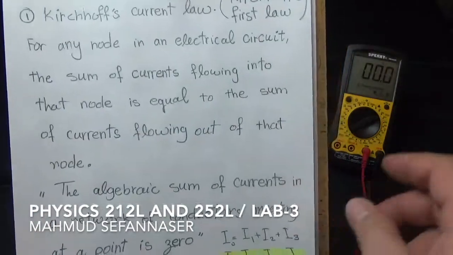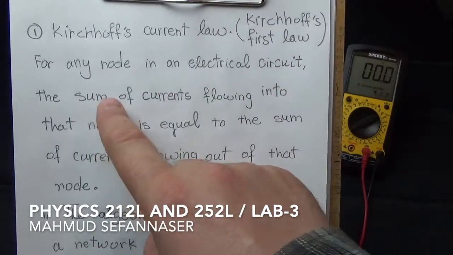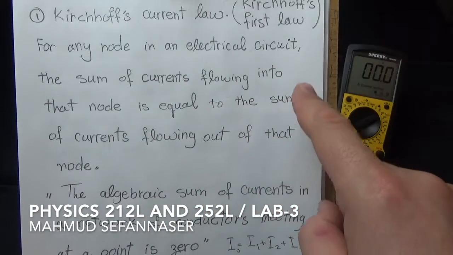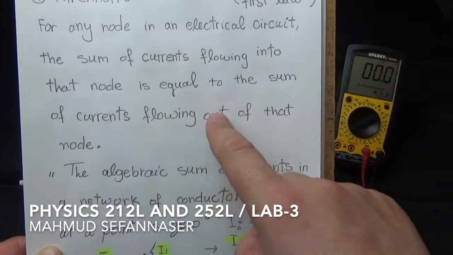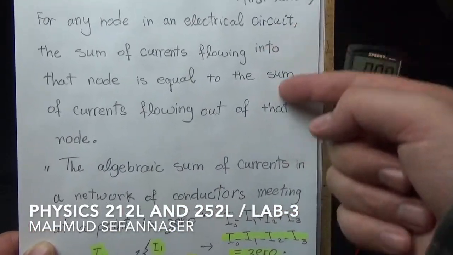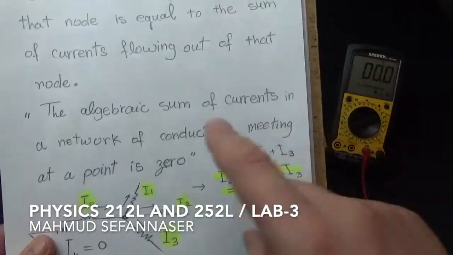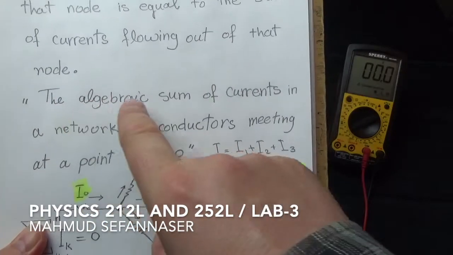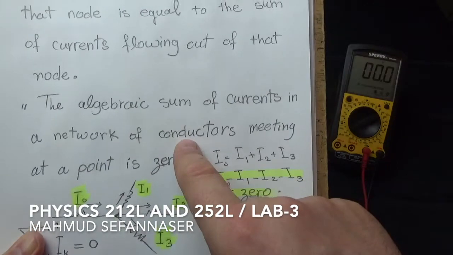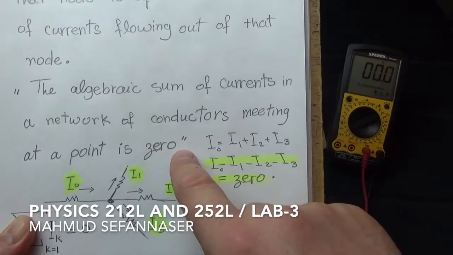So as you can see here, for any node in an electric circuit, the sum of currents flowing into that node is equal to the sum of currents flowing out of that node. So this is actually the definition for Kirchhoff's current law. And here's another definition, guys: the algebraic sum of currents in a network of conductors meeting at a point is 0.